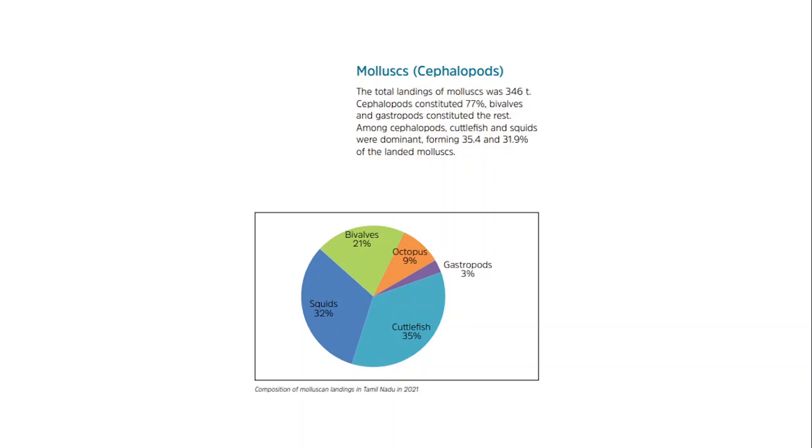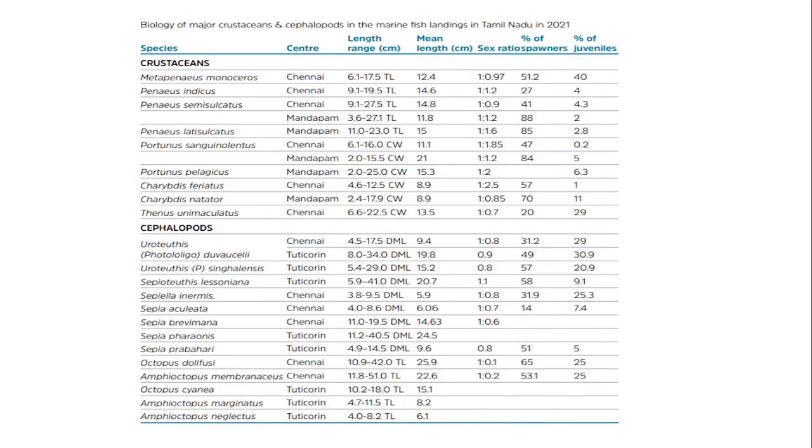Especially in Tamil Nadu, cephalopods consist of 77 percent. The bivalves and gastropods constitute the rest of the portion. Among the cephalopods, cuttlefish and squids were dominant, forming about 35.42 and 35.19 percent of the landed mollusks. Cuttlefish contributed about 35 percent and squid about 32 percent, and the rest of the species were bivalves, octopus, and gastropods.